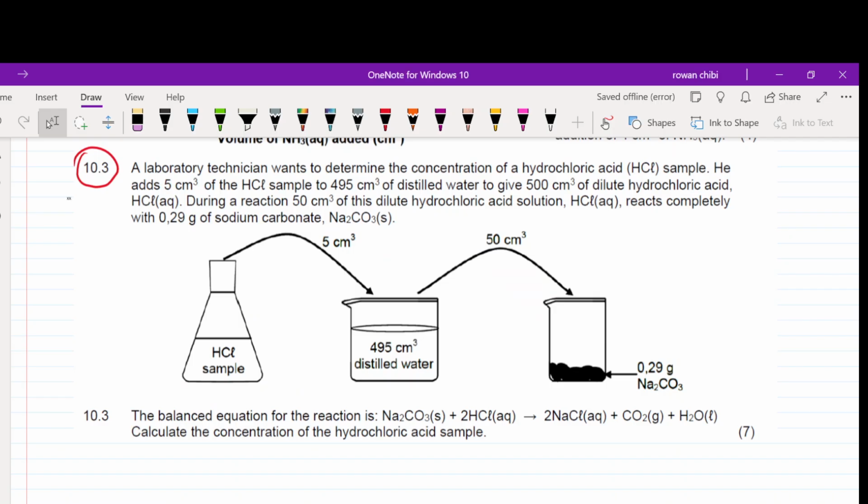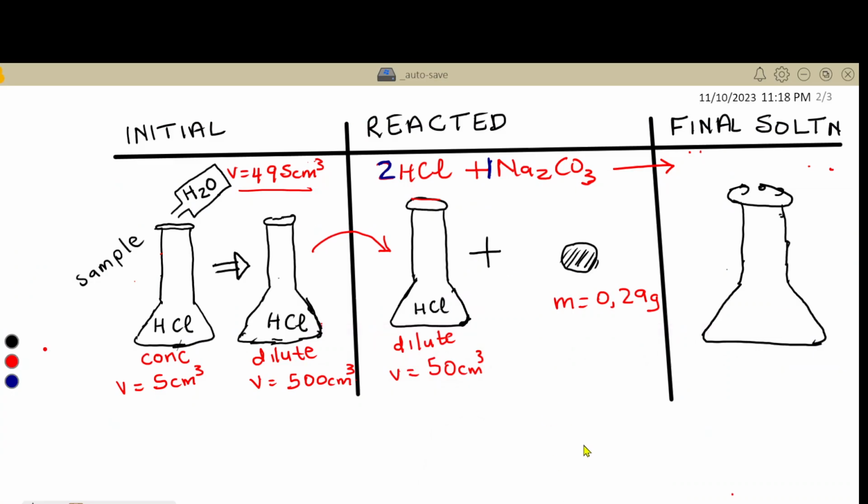Now what's important here is this balanced equation. The balanced equation is Na2CO3 plus 2 HCl. Look at the ratio. 1 of sodium carbonate reacts with 2 of HCl. So I want you to note now, this is the ratio between the HCl and the sodium carbonate. And then the final products are 2 NaCl, I think, plus CO2 plus H2O. Okay, now this is what they gave us.